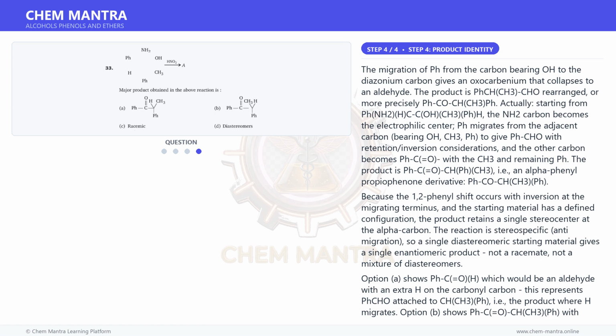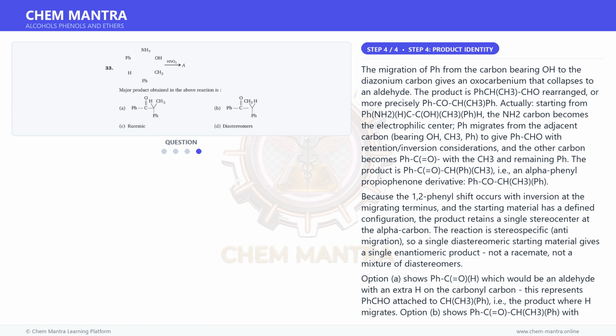This represents PhCHO attached to CH(CH3)Ph, i.e., the product where H migrates. Option B shows PhC=O, CH(CH3)Ph, with defined stereochemistry, wedge-dash, representing the product of Ph migration giving a single stereoisomeric ketone. Since phenyl migrates preferentially over H, phenyl has better migratory aptitude, and the stereochemistry is defined by the anti-migration from a single starting stereoisomer. Option B, a single stereoisomeric ketone, is the major product.